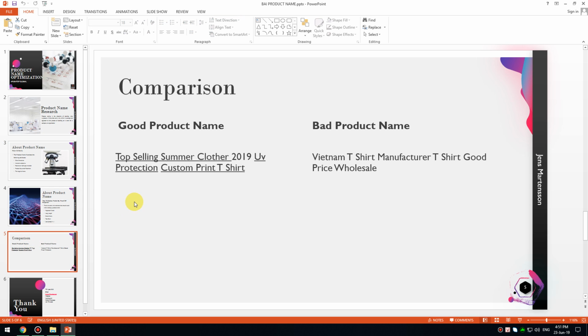Secondly, you need to have an attractive adjective. What does it mean? It has to attract your customer. For example, in this product name they use "top selling" as their main attractive keyword for the customer. You can use other attractive keywords like "hot selling," "hot sale," or "top sellers" in any season that you want.